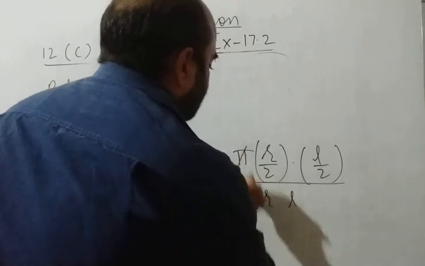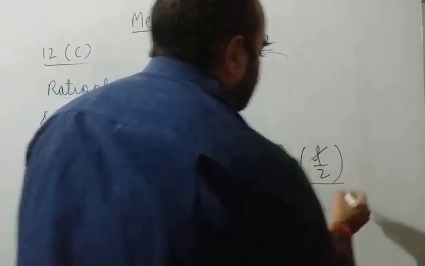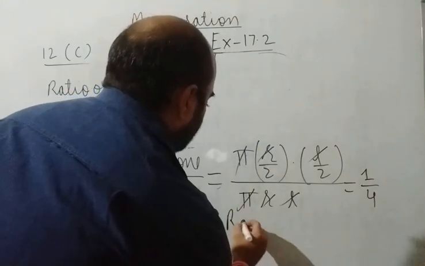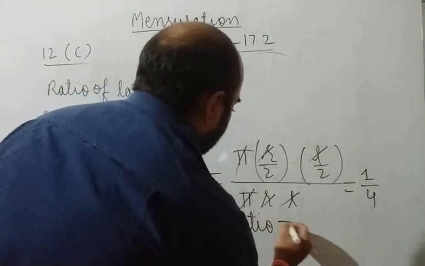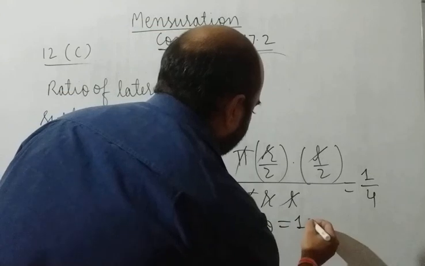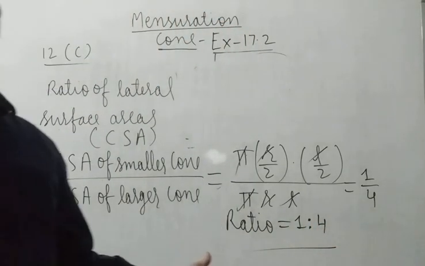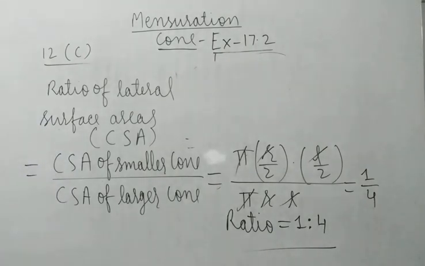So pi cancelled, r and L cancelled. What is left? 1 by 4. It means the ratio will be 1 is to 4. That is the question. Understood? Next.